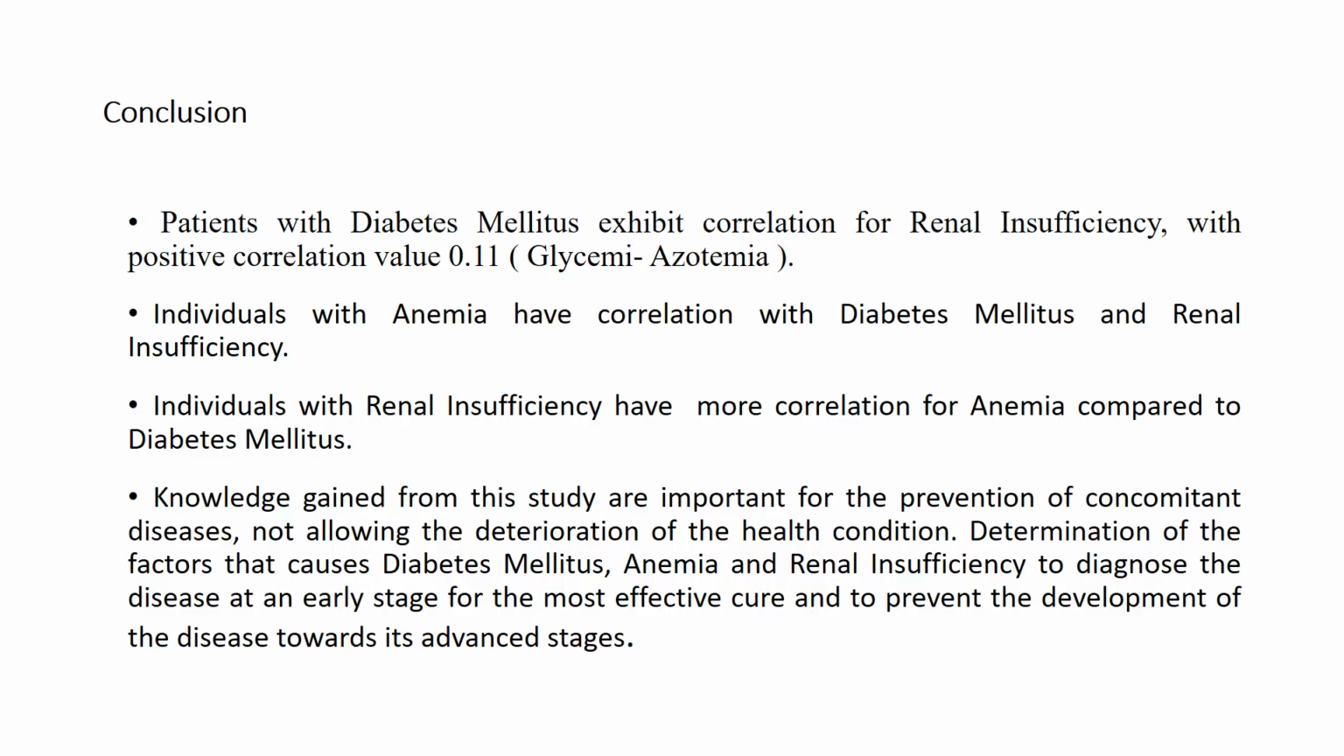Conclusion: patients with diabetes mellitus exhibit correlation for renal insufficiency with positive correlation value 0.11 between glycemia and azotemia. Individuals with anemia have correlation with diabetes mellitus and renal insufficiency. Individuals with renal insufficiency have more correlation for anemia compared to diabetes mellitus.